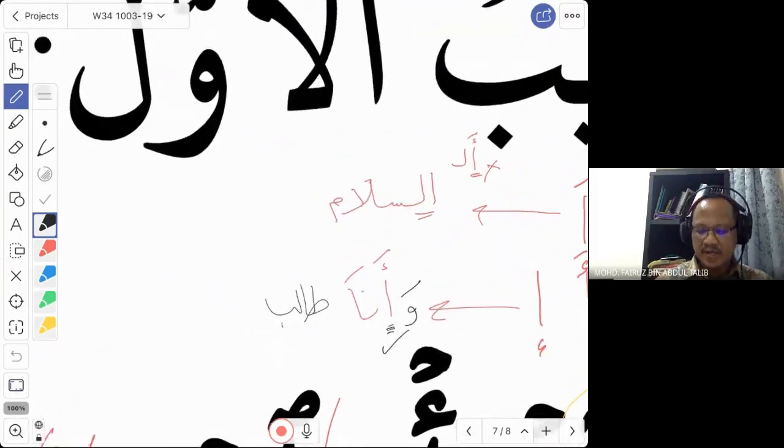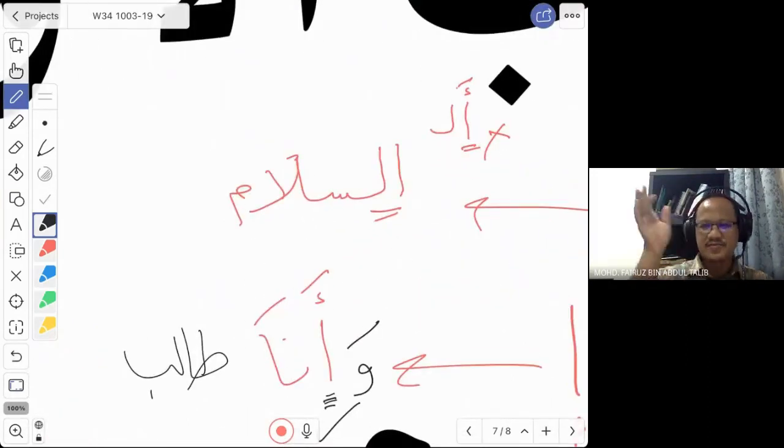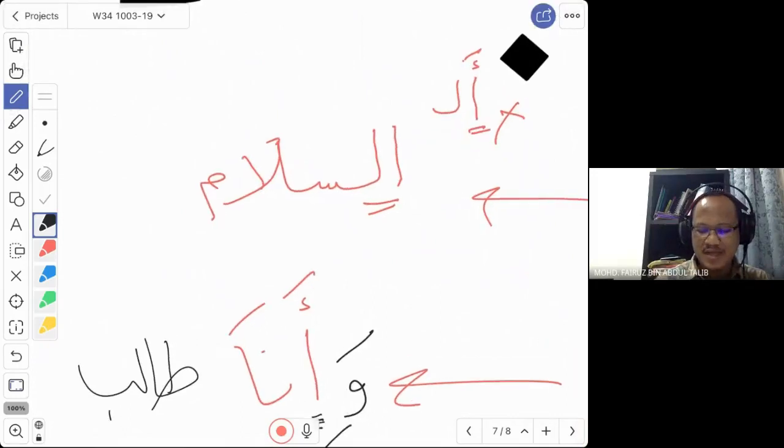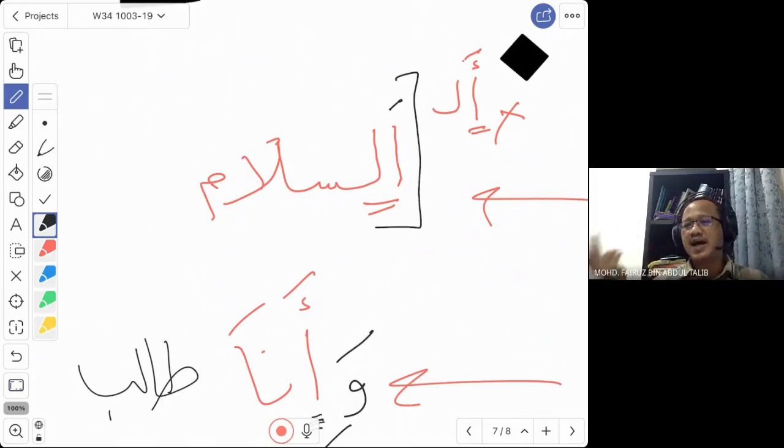But what about the alif without the hamzah? The alif without the hamzah is different, where you only read the alif when it is at the beginning of a sentence. For example, we say Assalamu alaikum. You hear that sound. So you have to read Assalamu alaikum. Even though there is no hamzah, you still need to say Assalamu alaikum.